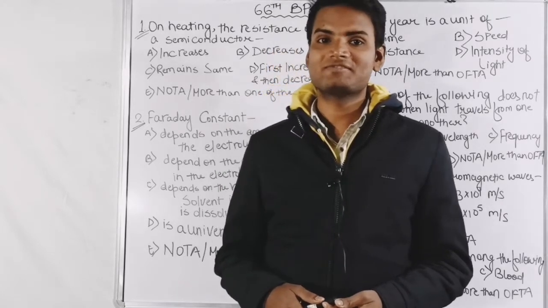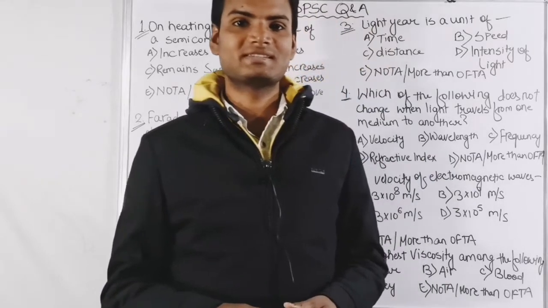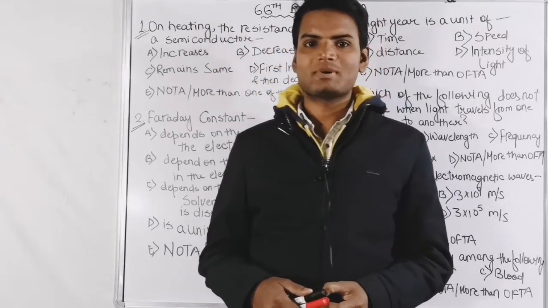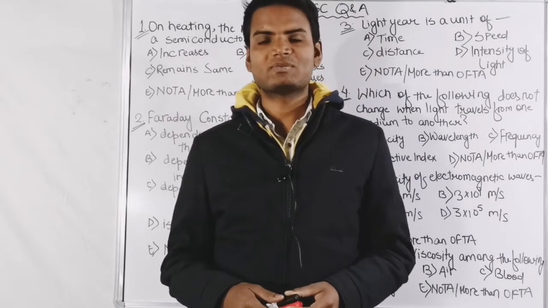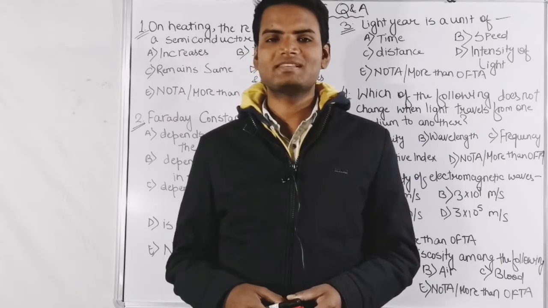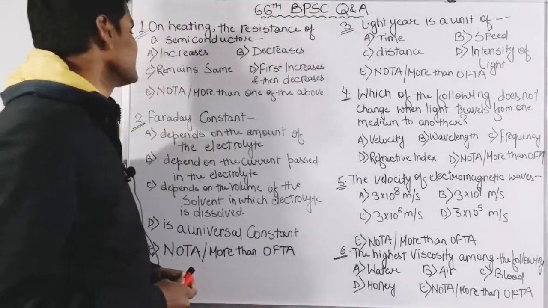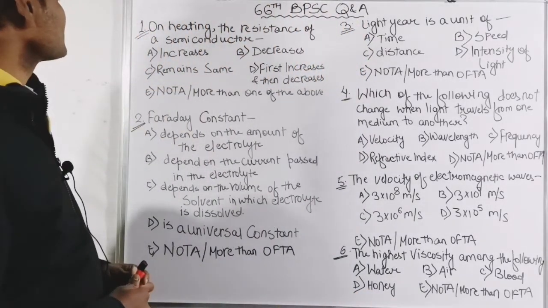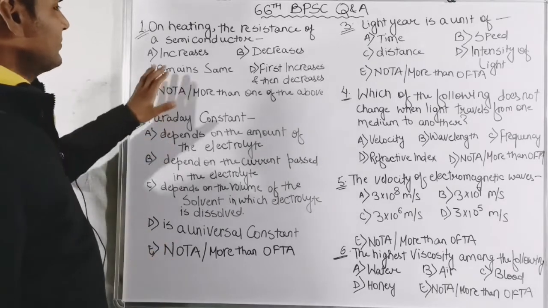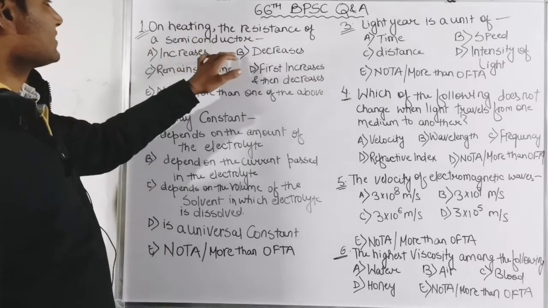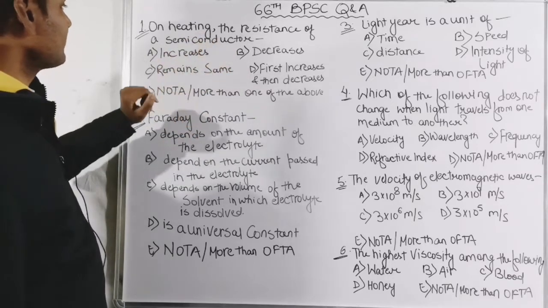So in the very first video of this 66th BPSC prelim paper, we are going to discuss the physics questions that were asked in that prelim examination. The first question of physics asked in that exam was: on heating the resistance of a semiconductor, what will happen? There are 5 options.